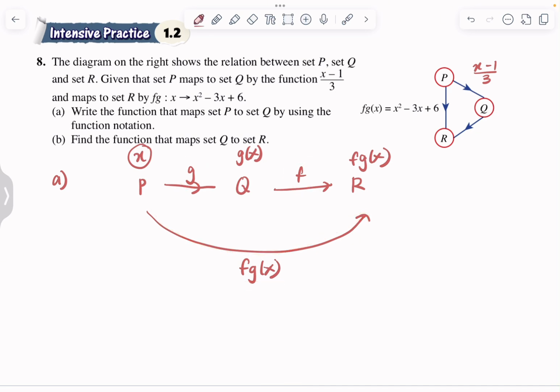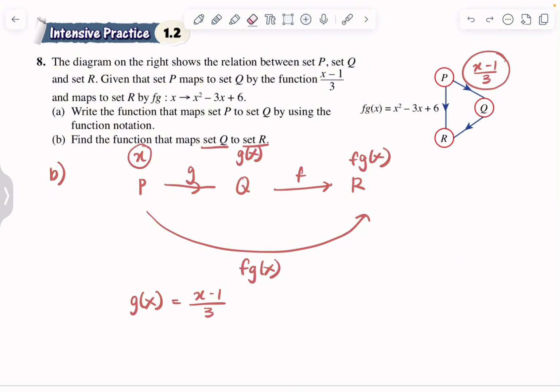Now we need to find the function that relates P to Q. So P to Q, you can say g(x) equals (x minus 1) over 3. It's g(x), not f(x). Then part b asks for the function that maps set Q to set R. Set Q to set R is f(x). So now we need to find f(x).